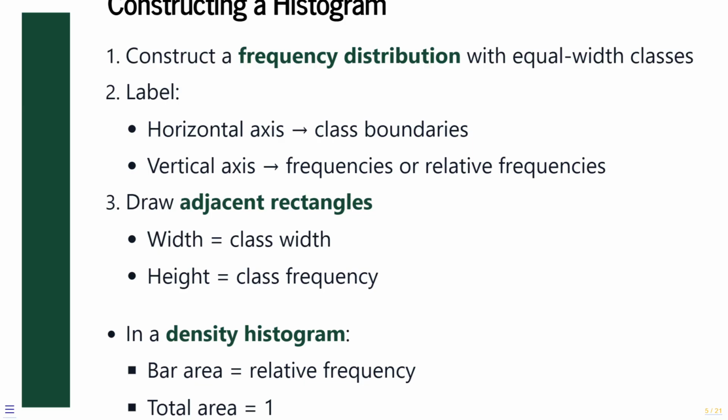Step 1. Construct a frequency distribution using classes of equal width. Step 2. Label the horizontal axis with the class boundaries and the vertical axis with frequencies or relative frequencies. Step 3. Draw adjacent rectangles whose widths equal the class widths and whose heights equal the corresponding frequencies.